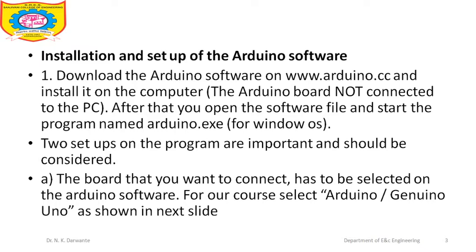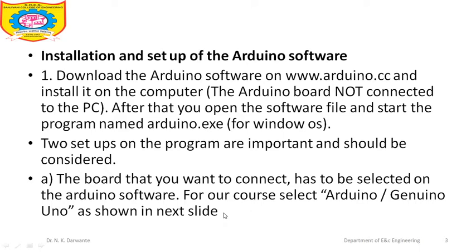Now here you need to do two setups on the program, one by one. First of all, the installation. In the installation you just have to click on next, because due to the wizard it will be automatically installed on your PC or laptop. The board that you want to connect has to be selected in the Arduino software. For our course, select the Arduino Uno board as shown in the next slide.